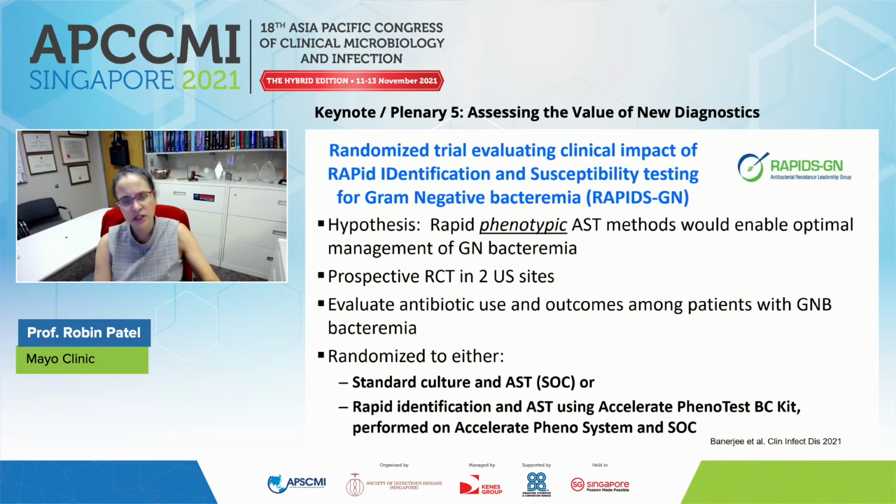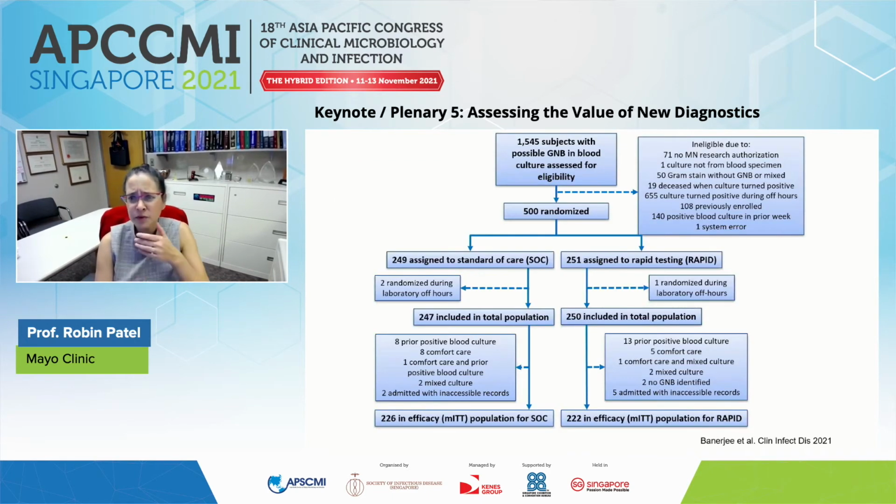So we were really just comparing rapid phenotypic susceptibility testing. We're no longer looking at whether stewardship is valuable. This is what happened in this study. We started off with 1,545 subjects with possible gram-negative bacilli in their blood culture. And in the end, you can see that we end up randomizing 500, and we end up with 226 in the modified intention to treat population for standard of care and 222 with the rapid phenotypic susceptibility test.